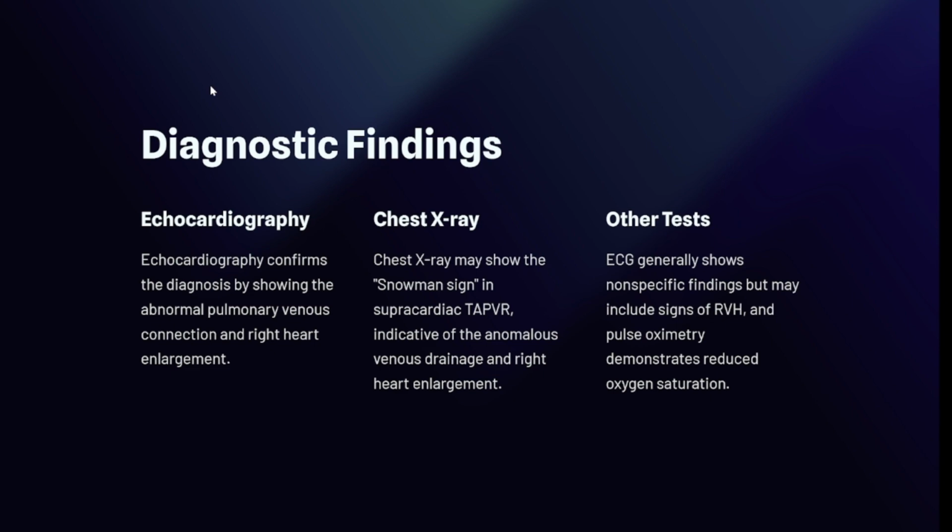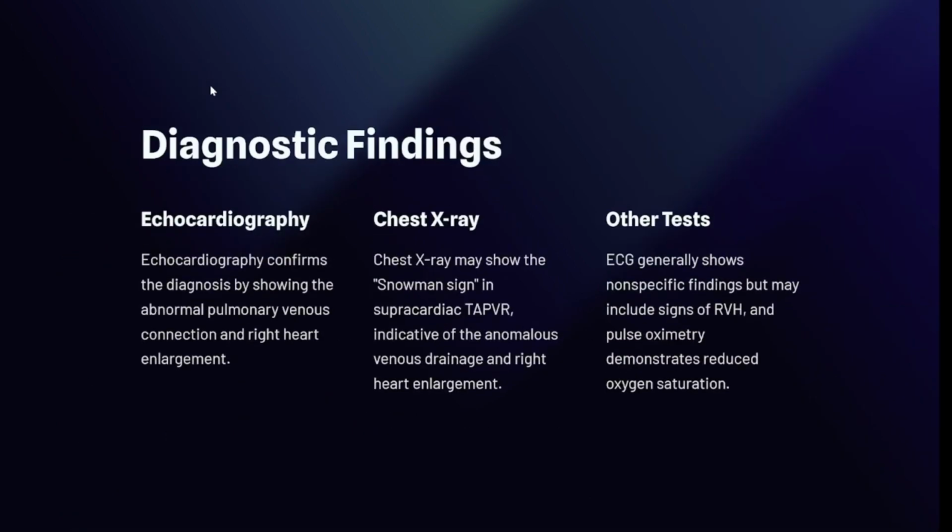Chest X-ray may show the snowman sign in supracardiac TAPVR, indicative of the anomalous venous drainage and right heart enlargement. ECG generally shows nonspecific findings but may include signs of RVH. Pulse oximetry demonstrates reduced oxygen saturation.